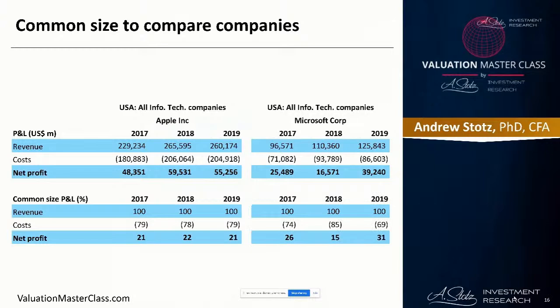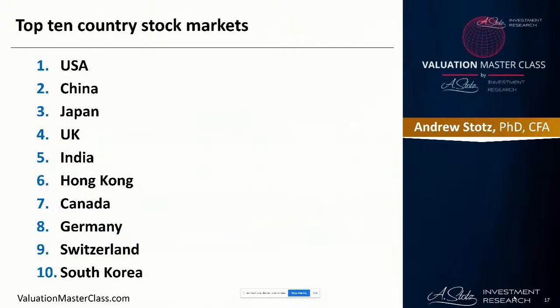But it gets easier when you make it into a common size statement. And here you can see that for Microsoft's net margin, it's gone from 26 to 15 to 31. Now, these are the 10 companies that I'm going to look at. These are the top 10 company stock markets around the world. Are you in one of these?